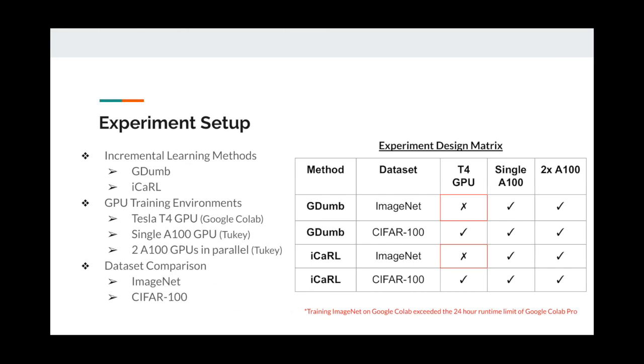For the experimental setup, again, I used the 2 incremental learning methods, and I used 3 different GPU environments. The first was a Tesla T4 GPU in Google Colab. I used Google Colab Pro. Then I used a single A100 GPU in Tukey and then 2 A100 GPUs in parallel with Tukey. As you can see from the experimental matrix on the right, ImageNet on the T4 GPUs, even after adjusting the number of epochs to make the training much shorter, exceeded the 24-hour runtime of Google Colab, which I had purchased Google Colab Pro to eliminate, but I guess that's not true.